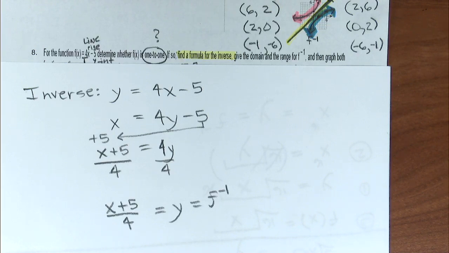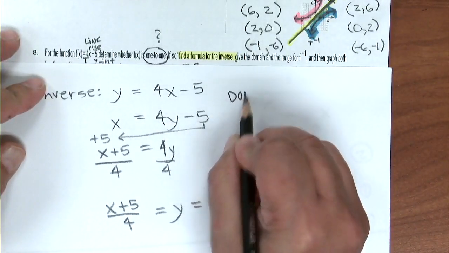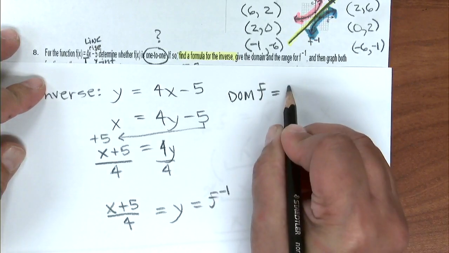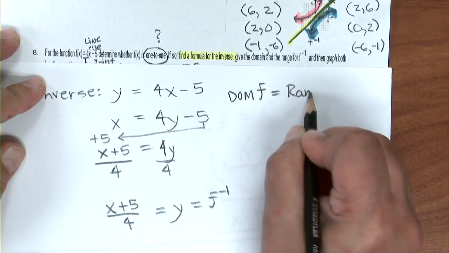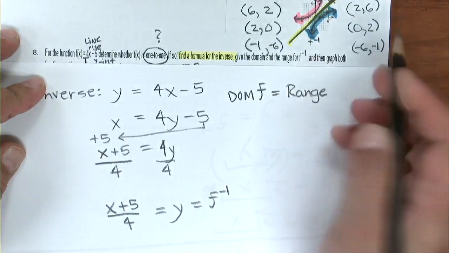So let me write that for you because it is how you're going to find the domain and the range for the inverse, which is the next question that we're supposed to be answering. Write this in your notes, that the domain of the original function will be the range of the inverse. What used to be the x's will now be the y's.